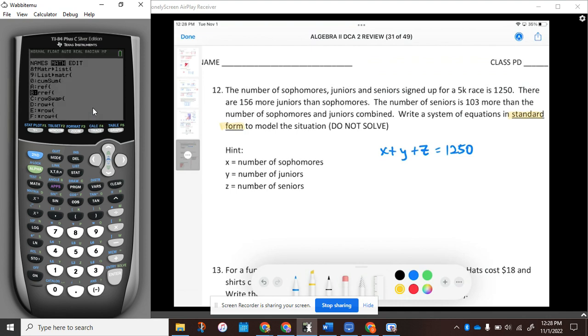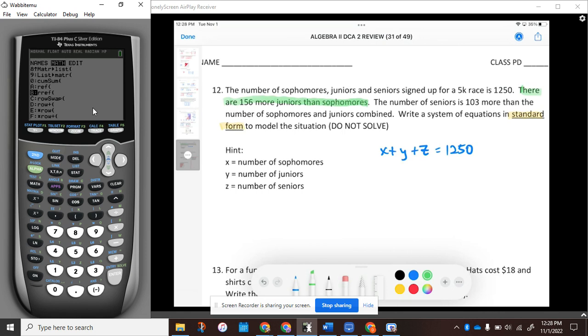Okay, that's all we're trying to do: arrange these equations so that they're in the right format to put them into the calculator, into a matrix. Okay? So, look at that second sentence: there are 156 more juniors than sophomores. That is kind of a weird sentence. It doesn't sound that weird when you say it out loud, but if you try to put together the math translation of this, it's a little bit strange. Okay, 156 more juniors than sophomores.